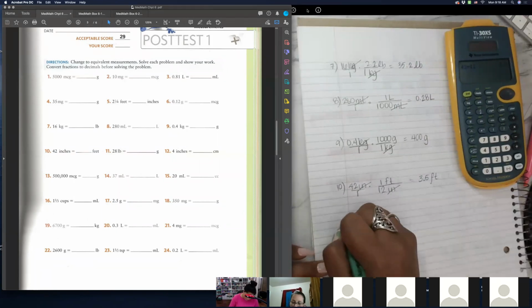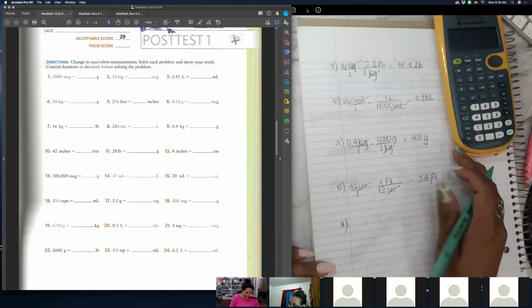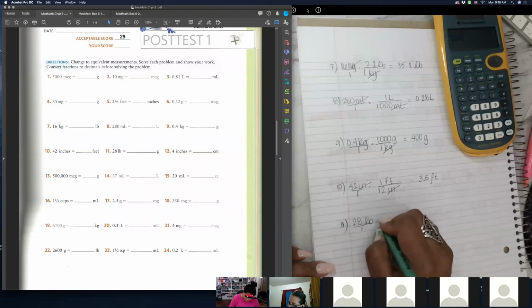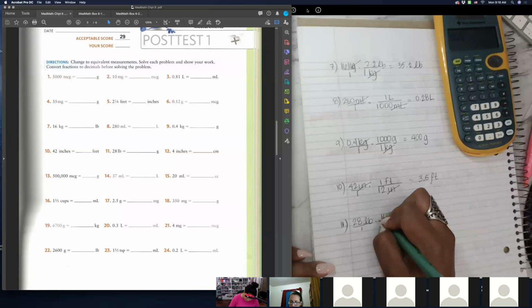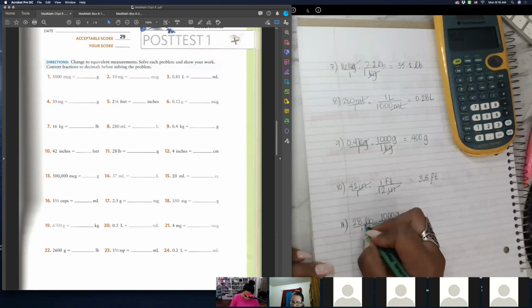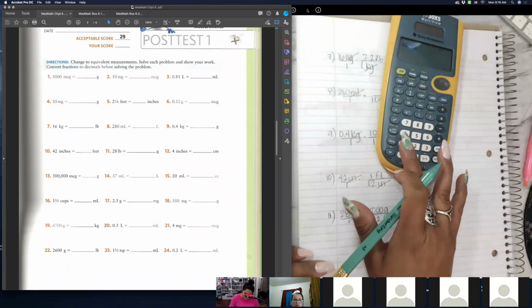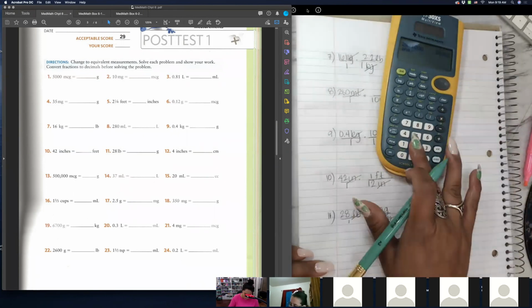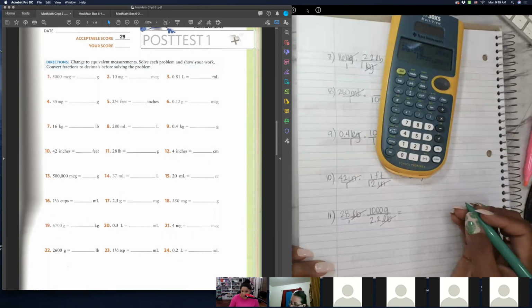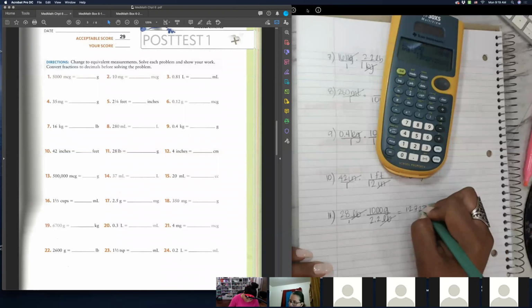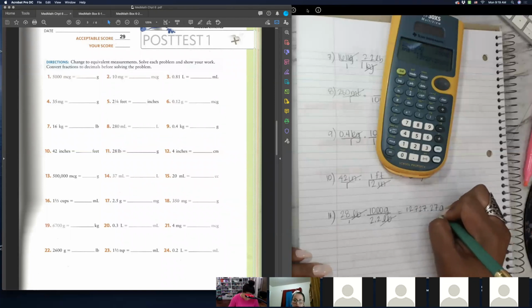All right, number 11, 28 pounds. And we're converting to grams. So for 1,000 grams, that's 2.2 pounds. So my pounds are going to cancel. And I'm going to take 28 times 1,000 and then divide by 2.2. And that's, yeah, that's a lot of grams. Okay. So 12,727.27 grams.